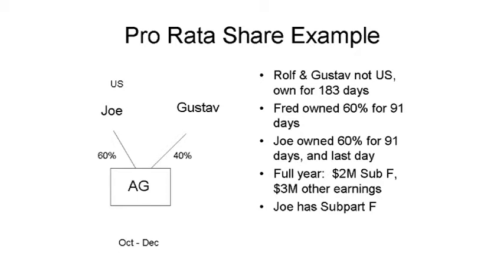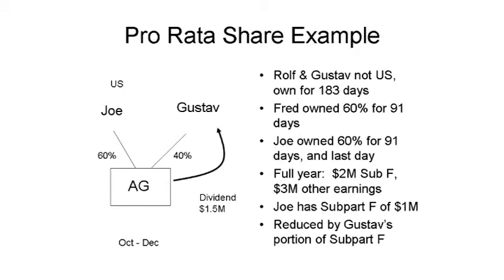Subpart F is irrelevant to Rolf and Gustav, as they are not U.S. persons. Fred has no Subpart F inclusion because he owned no shares at year end. Joe has a Subpart F inclusion and must calculate it as follows. The Subpart F income is limited to half of the otherwise Subpart F income for the year, since AG was a CFC for only half the year. Joe thus potentially has a $1 million inclusion.